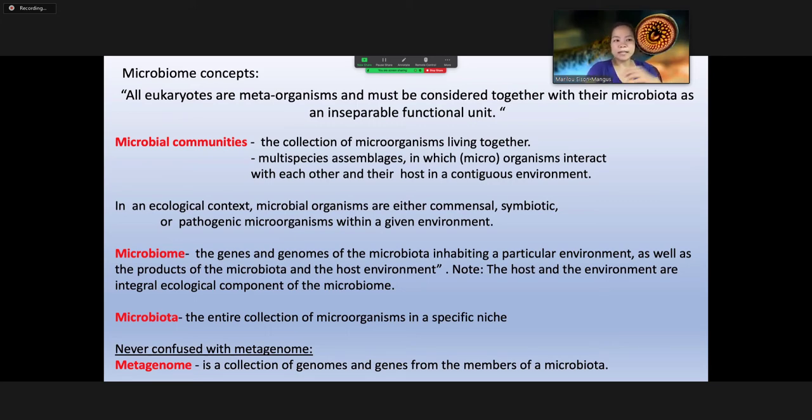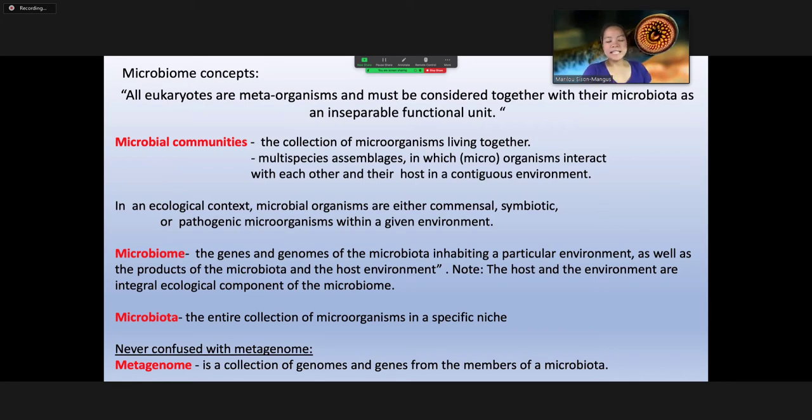But if you're going to isolate these microbes from the skin, you call them microbiota. Both of them refer to different aspects of the microbial community. Some people confuse microbiome with metagenome. Metagenome is basically an environmental genome, a compilation of all genomes of all the organisms that are found in that sample. So it's totally different from microbiome.